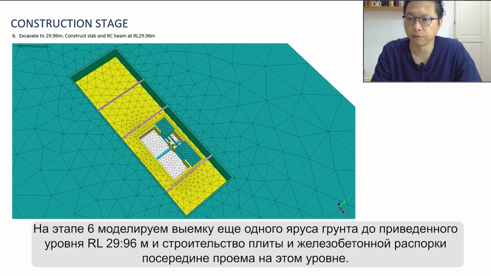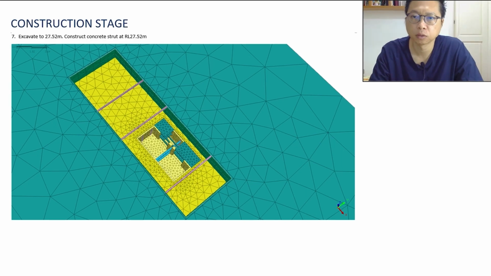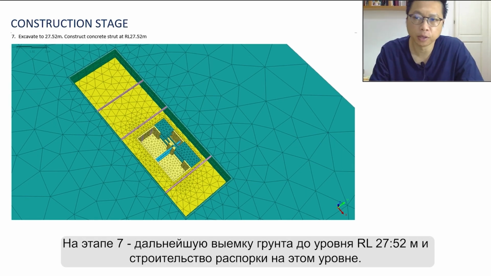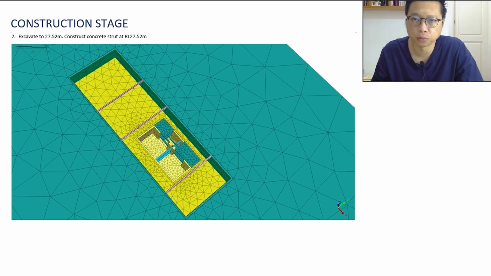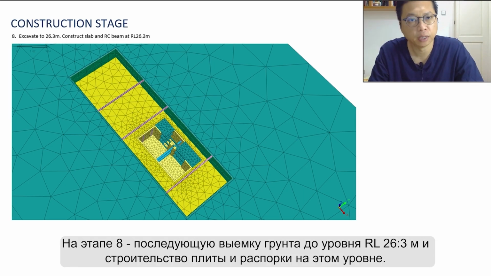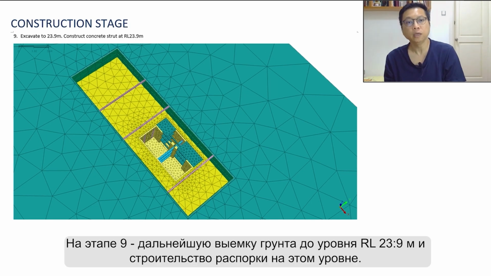Stage 6, excavate one more level down to RL 29.96 and construct slab and RC beam at the level. Stage 7, continue with the next excavation down to 27.52 and construct concrete strut at RL 27.52. Stage 8, continue with the next excavation down to 26.3 meters and construct slab and RC beam at RL 26.3. Stage 9, excavate to 23.9 and construct the concrete strut at RL 23.9.